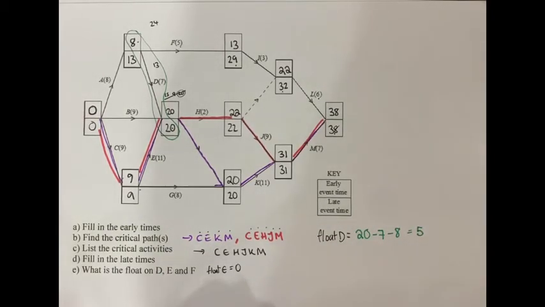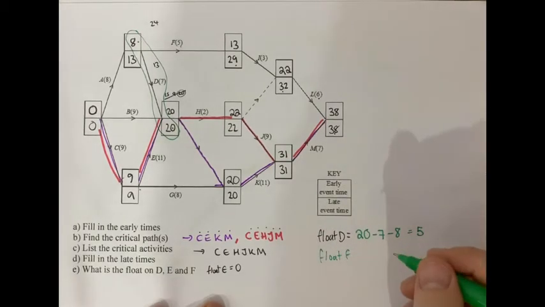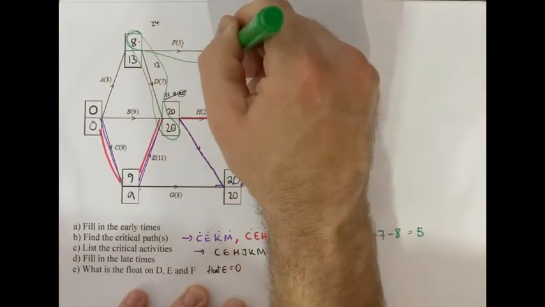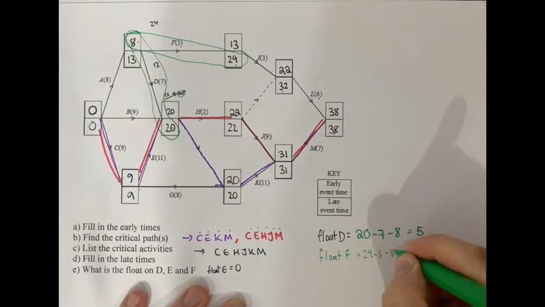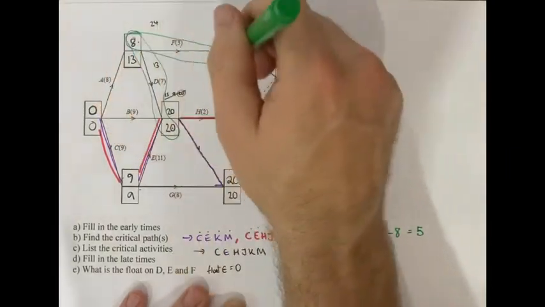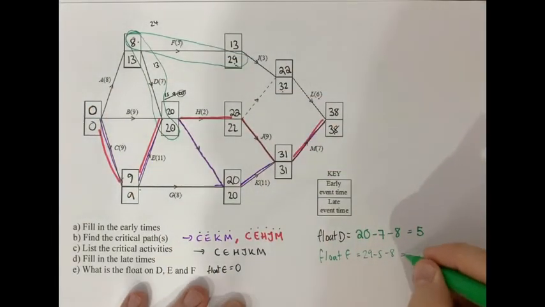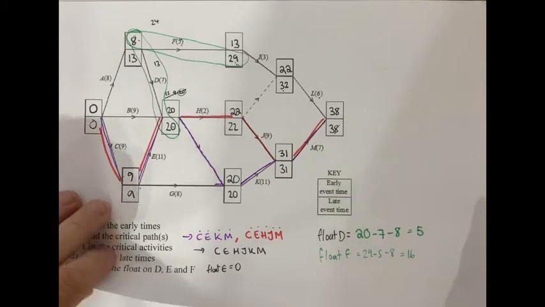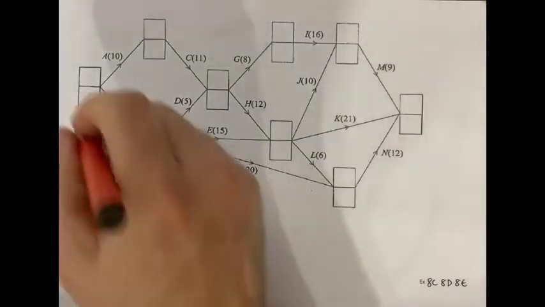Let's do the float on the other one, F. Where is F? F has the same early time, but a different late time. So for this one you go 29, take 5, take 8: bottom, take middle, take top; late, take activity time, take early time. So 13, so that's 16, so you've got a lot to play around with there. Okay, one more, exactly the same, just a bit of extra practice.